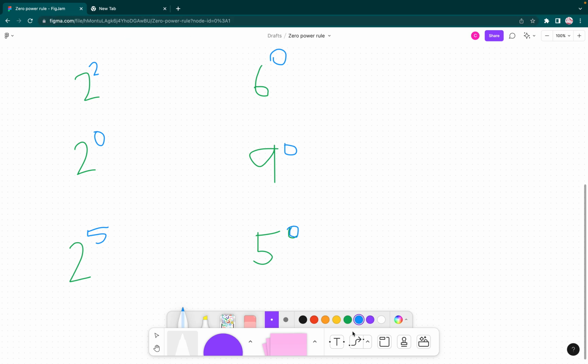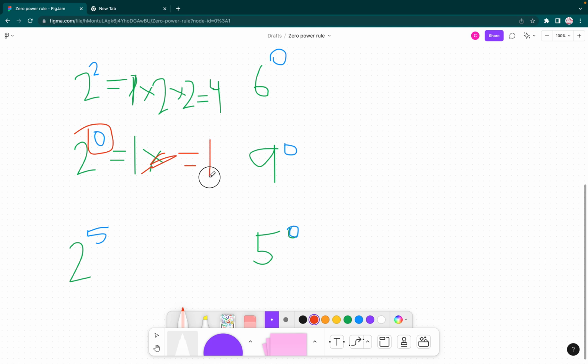Okay, so let's continue. 2 to the power of 2. I'm going to start the answers now, by the way. So this will be 1 times 2 times 2, which is equal to 4. Okay? Now we've got 2 to the power of 0. So 1 times, well, nothing, because there's a 0 here. So this will be equal to 1.